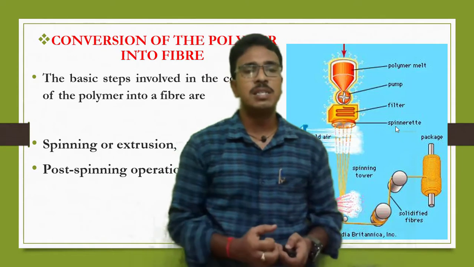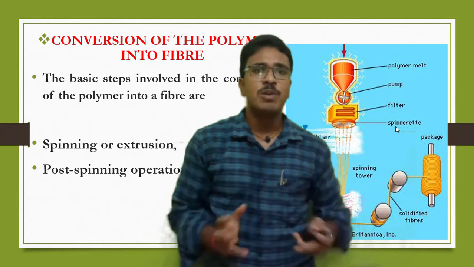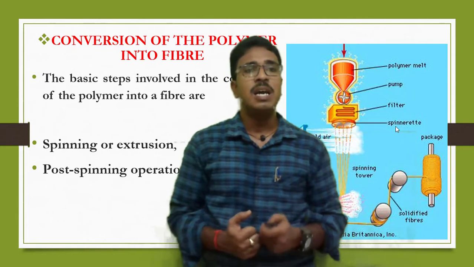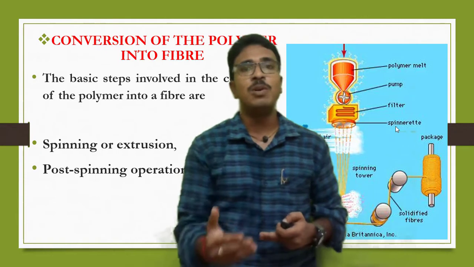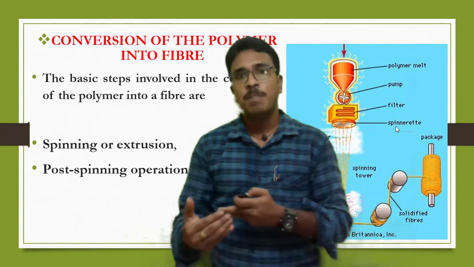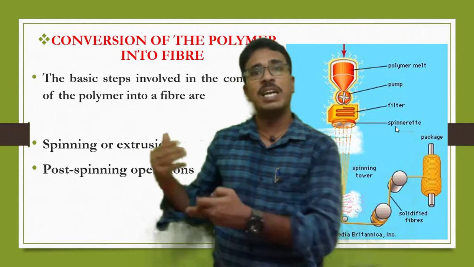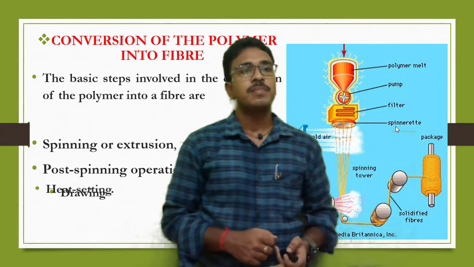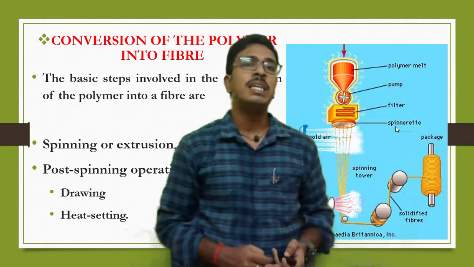Now let us discuss in detail what the spinning process is, and what the different spinning techniques are that are available to make continuous filament yarns. In the same way, what are post-spinning operations, what is their main importance, and how the filament after production is subjected to these operations and finally wound onto a bobbin. There are two important post-spinning operations: one is drawing and then heat setting.